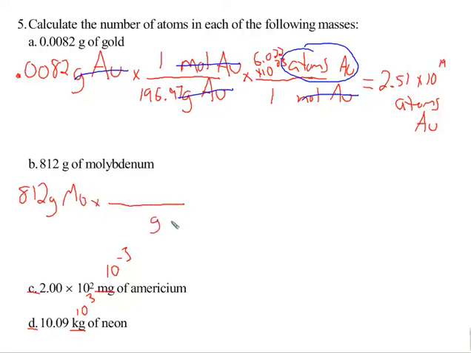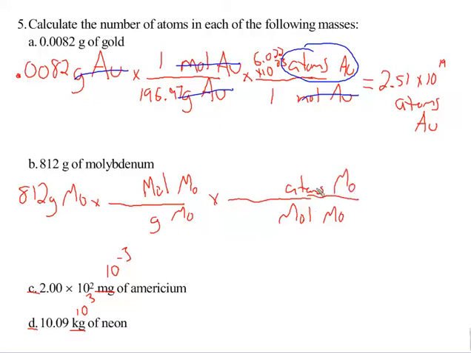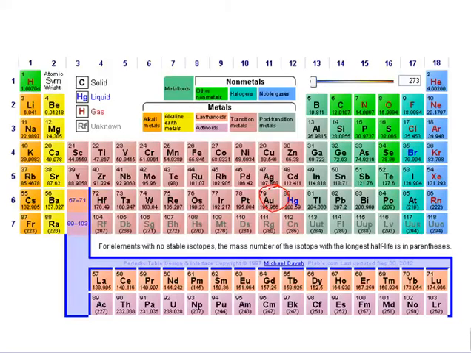We don't want grams, so we put that on the bottom. We need to go to mole first, and then we cancel out the moles and we go to atoms. And then we plug in the numbers just like we did up above. 1 mole of molybdenum, when we look at the periodic table, we'll erase gold here. 1 mole of molybdenum, MO.